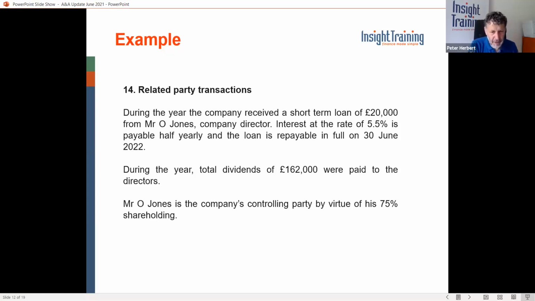Dividends paid to directors are again relevant transactions in that the company is transacting with the directors, and that again is very much going to be one of the three.